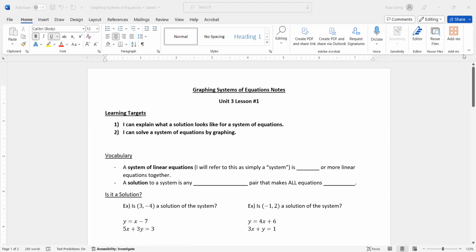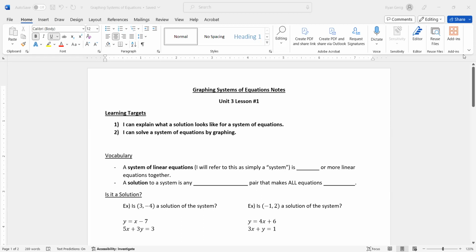Unit 3, we're going to be looking at systems of equations. We just got done with linear equations, and we're moving on to something very similar in systems. So today, I want to explain what a solution looks like for a system of equations, and then we'll solve a system of equations by graphing. So we're actually going to use something that we used in the last unit, graphing.